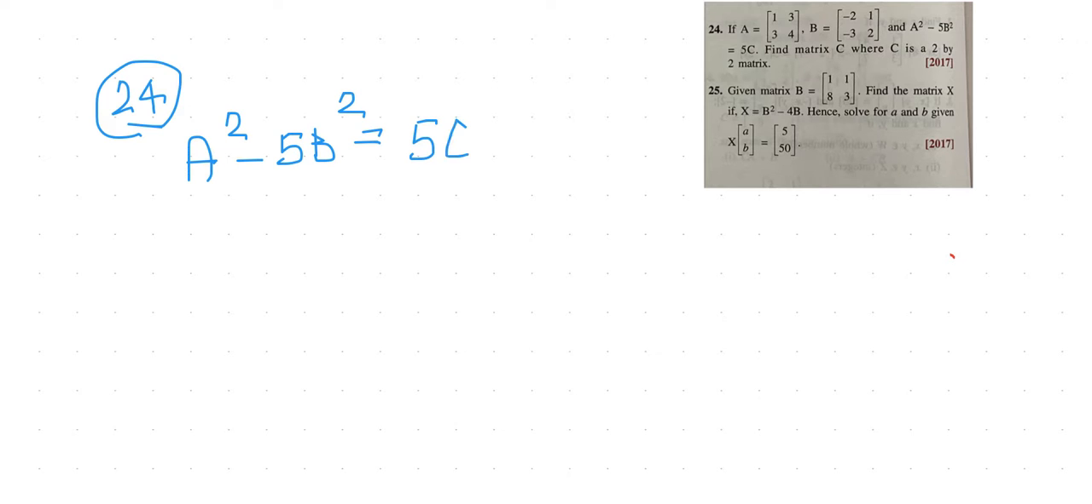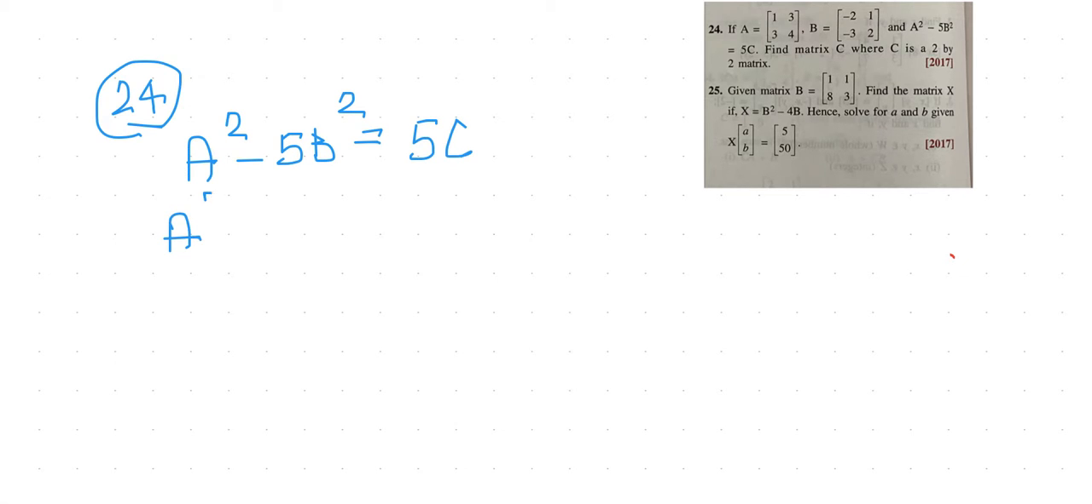Okay, so in question number 24, what has been given, children? A has been given, B has been given, and you have to find out the value of C. So this is very easy, children. This is A square minus 5B square is equal to 5C.